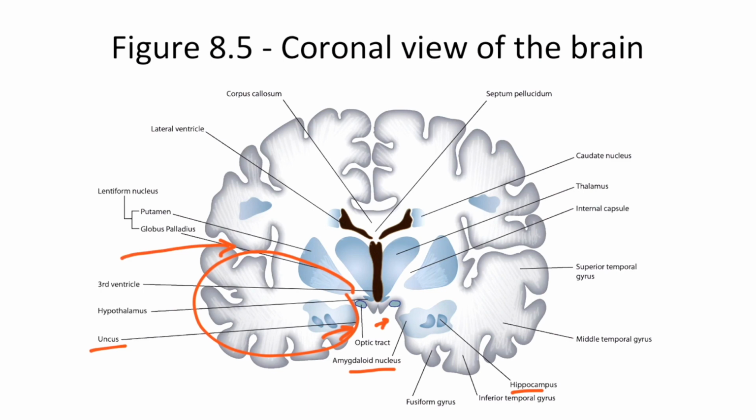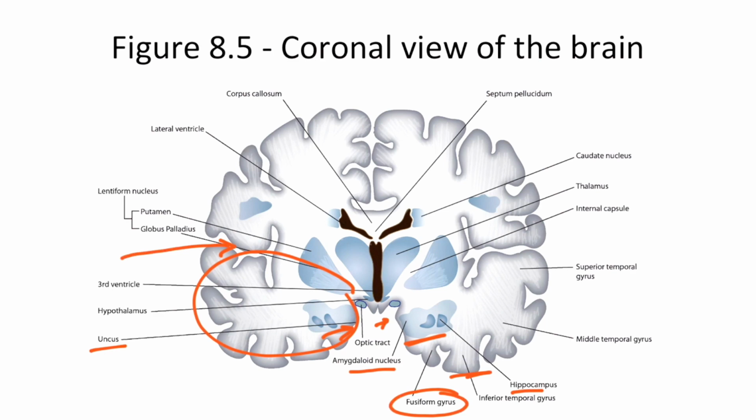It's important to know that the uncus is associated with seizures, and it can also compress the third cranial nerve during an uncal herniation. An uncal herniation just means the brain is being compressed, which causes the uncal regions to press on the brainstem. The fusiform gyrus is right here, and it's just between the hippocampus and the inferior temporal gyrus. It's important to know that the fusiform gyrus is responsible for facial recognition.